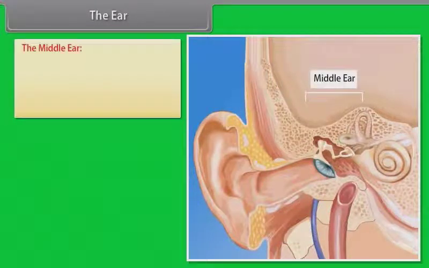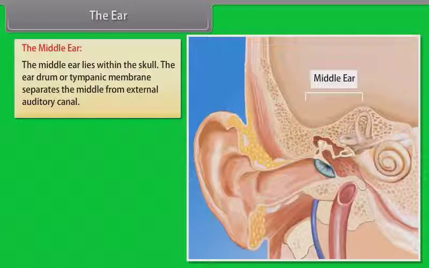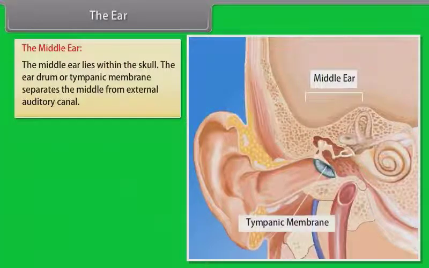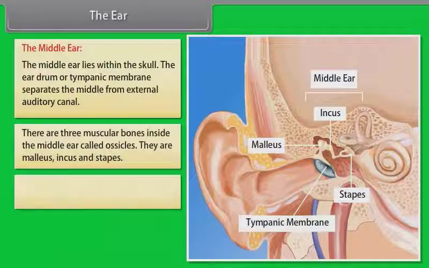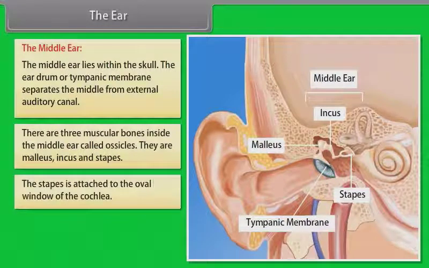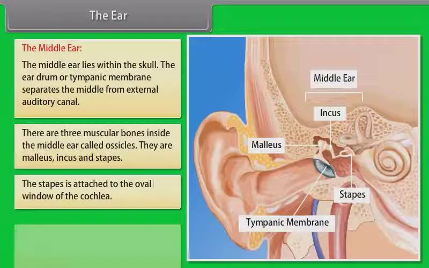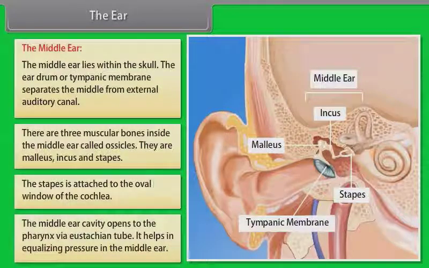The middle ear. The middle ear lies within the skull. The eardrum or tympanic membrane separates the middle ear from the external auditory canal. There are 3 muscular bones inside the middle ear called ossicles. They are malleus, incus, and stapes. The stapes is attached to the oval window of the cochlea. The middle ear cavity opens to the pharynx via the eustachian tube. It helps in equalizing pressure in the middle ear.